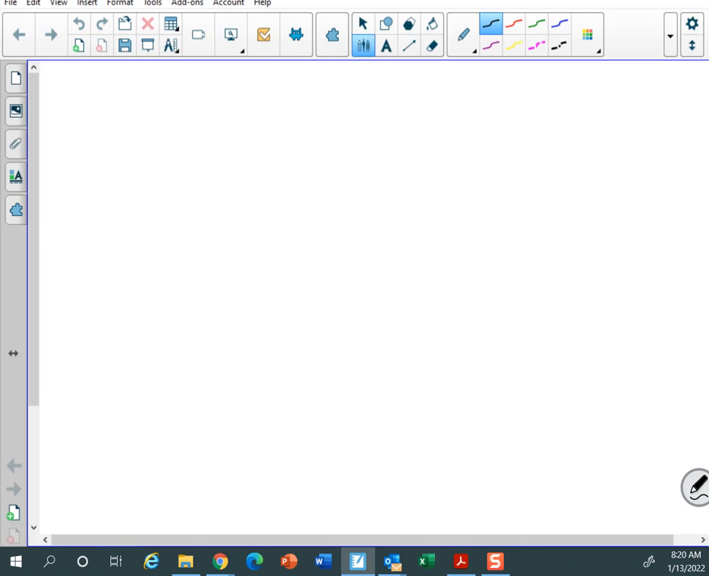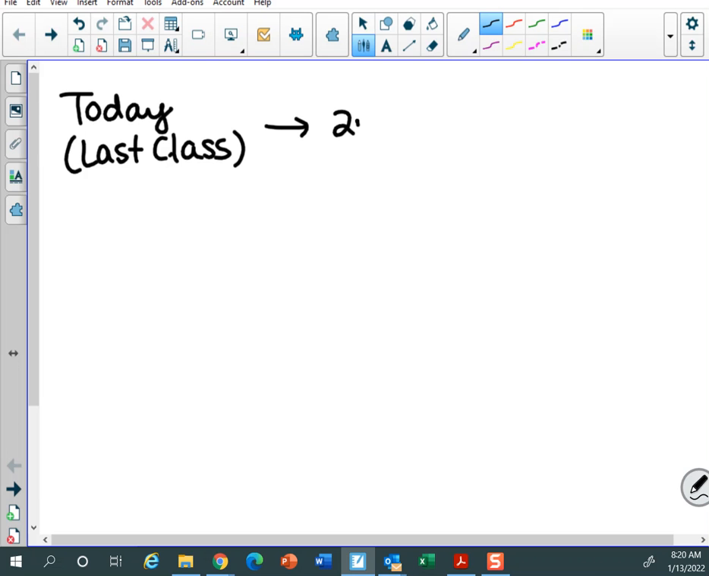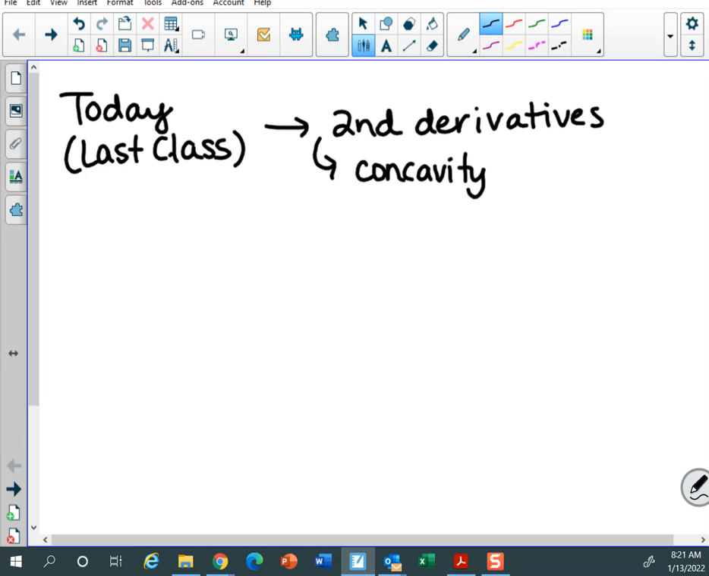Okay, so quick review. What we're going to do today, and what we did in our last class, is we went ahead and focused on second derivatives. And specifically with second derivatives, what concavity versus inflection points can actually be applied as. Why would we care?